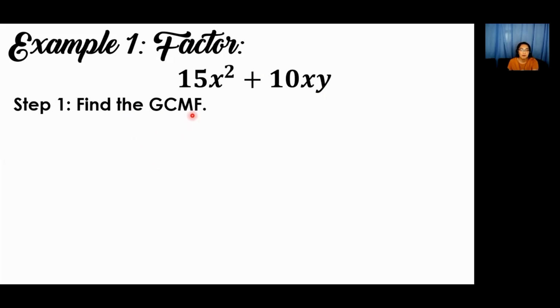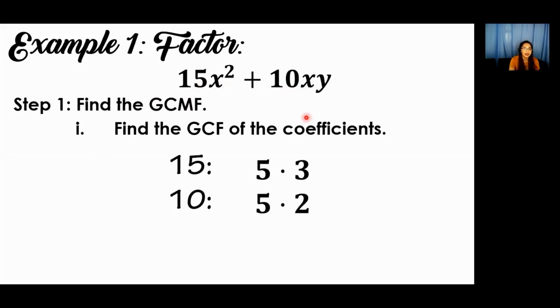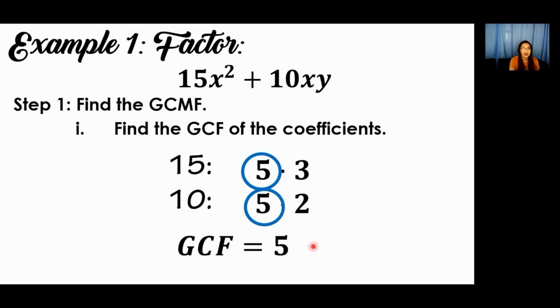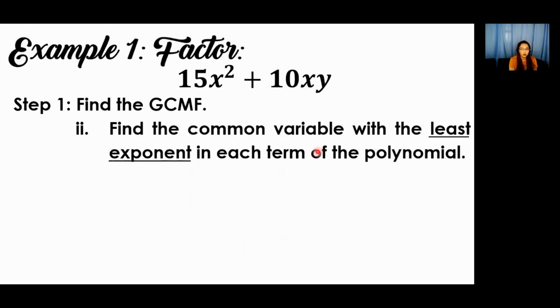Find the GCMF ng ating constants. Find the GCF of the coefficient. So, yung coefficients po natin ay yung constants, 15 and 10. Ano ang greatest number that we can divide out of 15 and 10? And that is no other than 5. So, the GCF for the constants, 15 and 10, or coefficients, is 5. Next, find the common variable with the least exponent in each term of the polynomial.